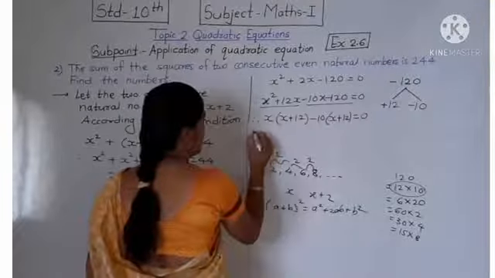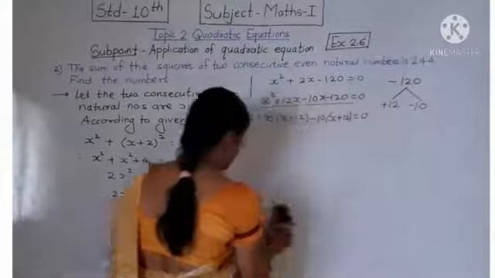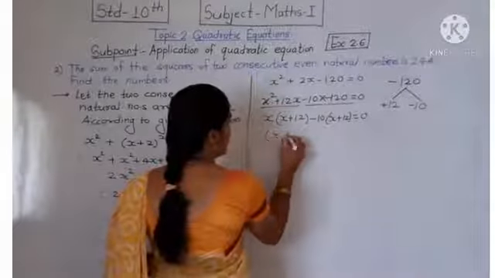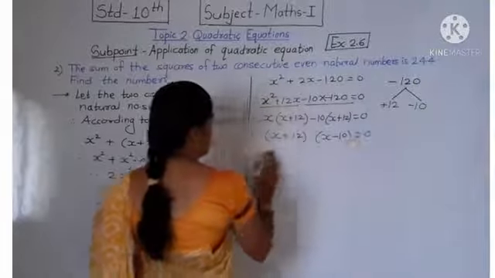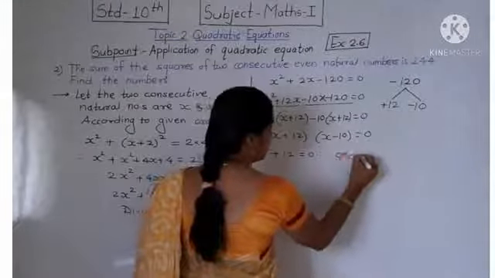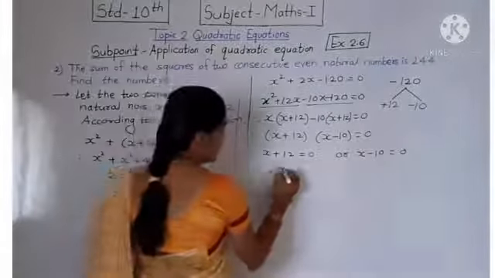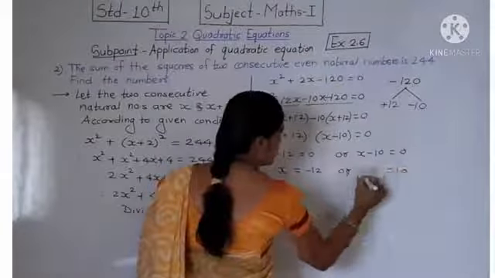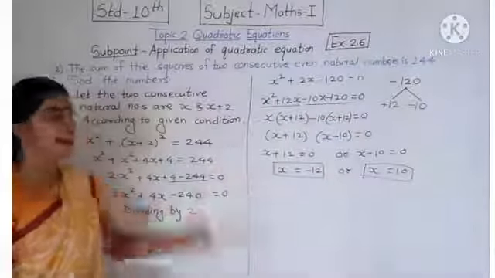Minus is common here. So what remains here? The common is x plus 12, x plus 12 times x minus 10 is equal to 0. Therefore either x plus 12 is equal to 0 or x minus 10 is equal to 0. So what is the value of x? x is equal to minus 12 or x is equal to 10. We get the value of x as minus 12 and 10.